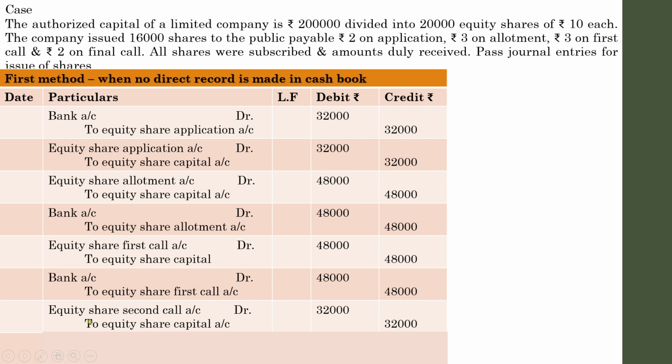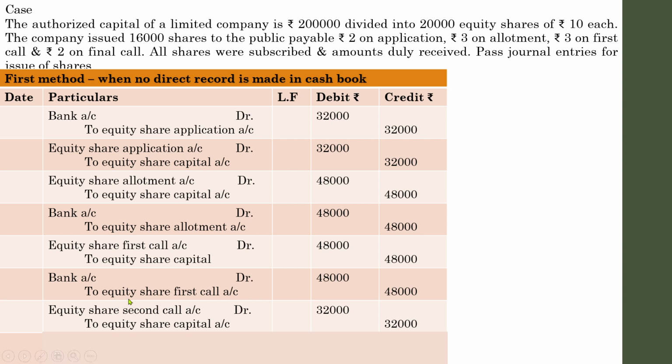Here the narration of this particular entry will be being share second and final call. We used to add the term final on the particular call. If the first call was the last one, we could have used first and final call. Here the second call is the last call, so we use the term second and final call. So likewise, being share second and final call due on 16,000 shares at rupees 2 per share as per the resolutions of the board of directors.